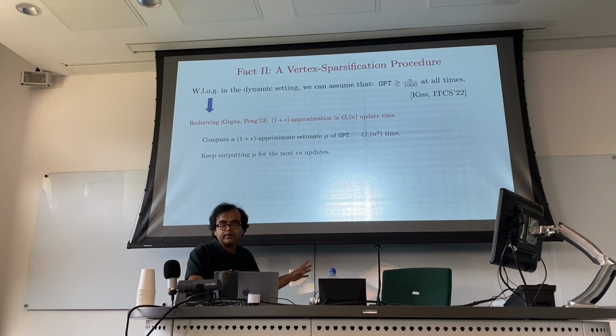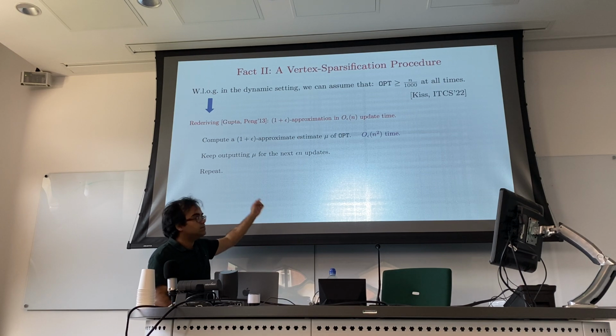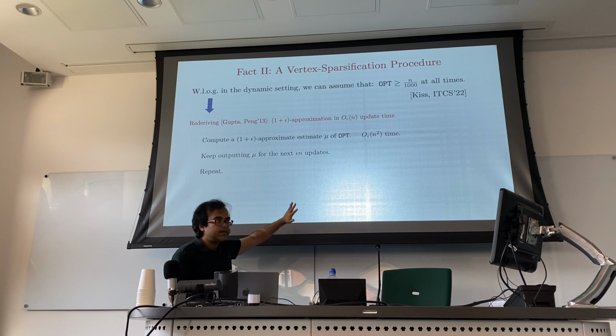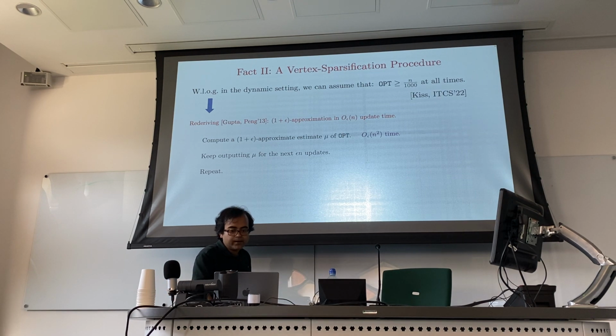You are still good because opt is always at least n over 1000. So in a phase, opt changes by at most a 1 plus epsilon multiplicative factor. So your approximation guarantee is still good. And repeat. That's it. So just run a static algorithm, output the estimate, stay idle for the next epsilon n updates, repeat. This is the algorithm. This gives a 1 plus epsilon approximation.